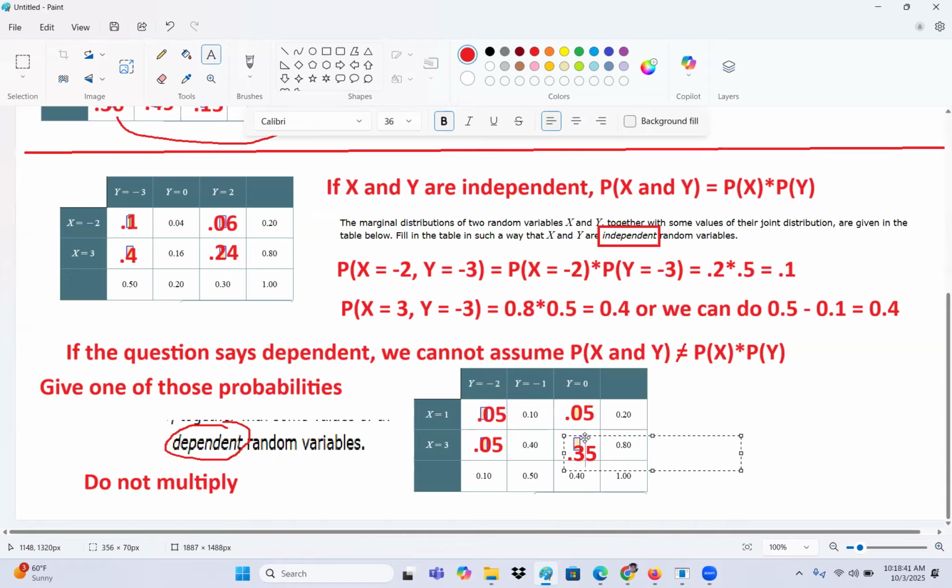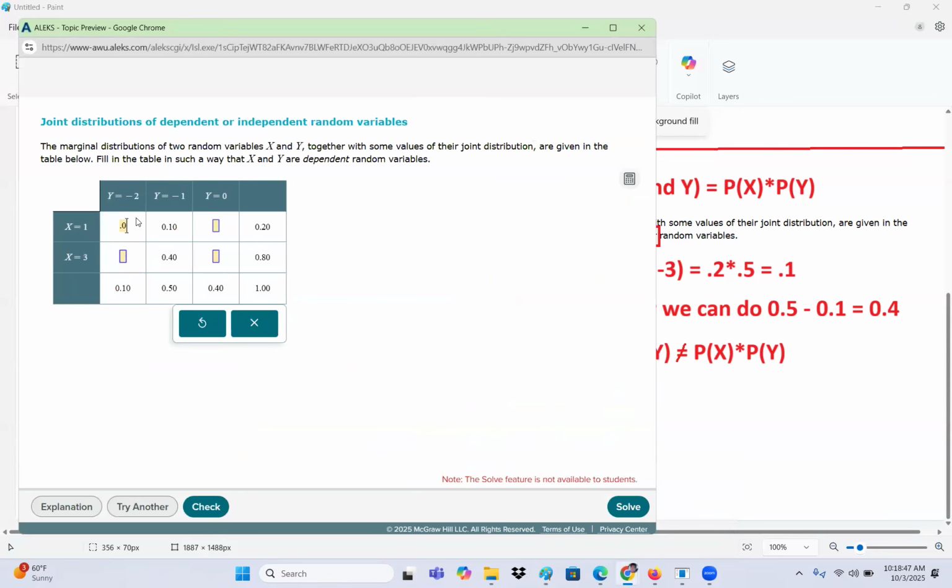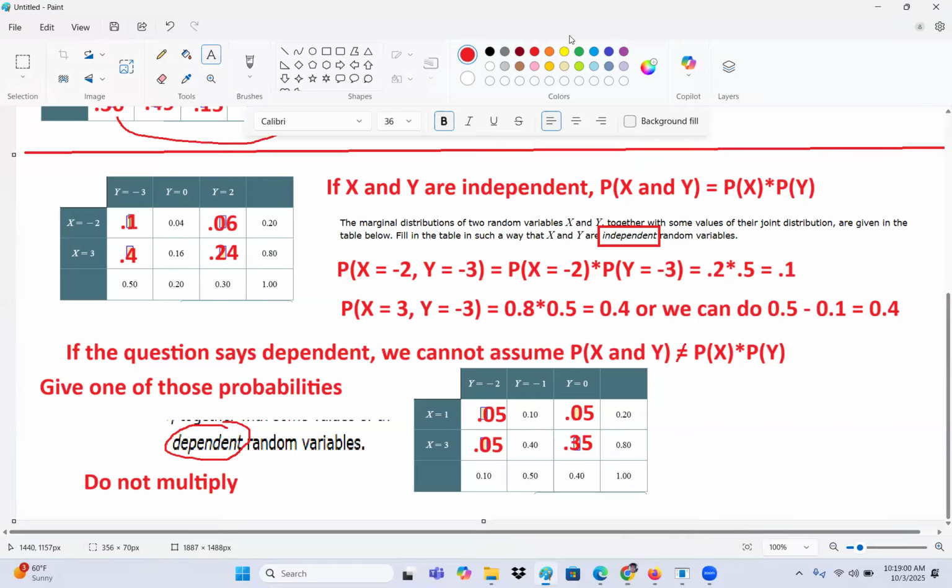So you can take on any value. It doesn't really matter that much. So this one is 0.05, but this one had to be 0.05. Go with two. So this one is 0.05, you have to do 0.05 as well, and this one is 0.35. Okay.